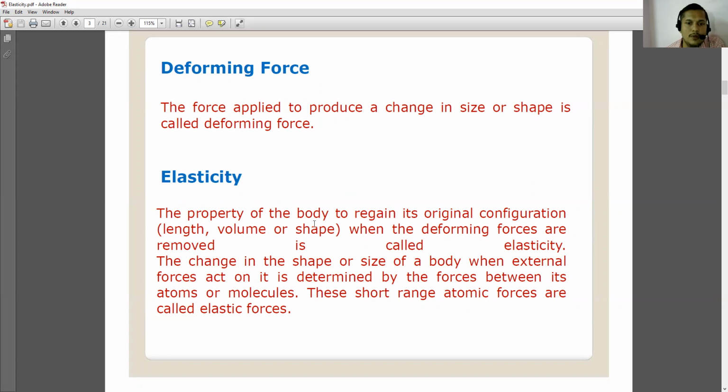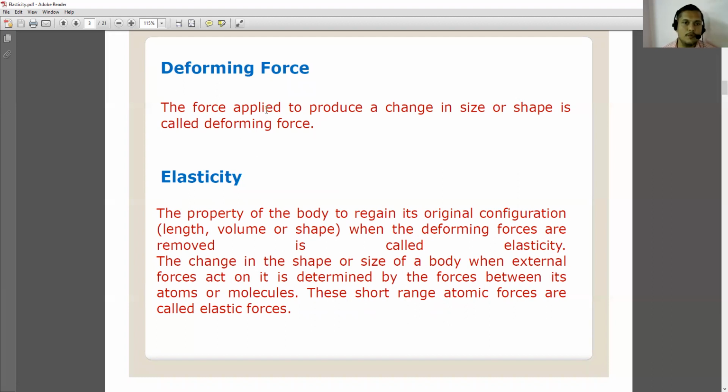The property of the body to regain its original configuration, that is length, volume, or shape, when the deforming forces are removed, is called elasticity. The change in the shape or size of a body when external forces act on it is determined by the forces between its atoms or molecules. These short range atomic forces are called elastic forces.